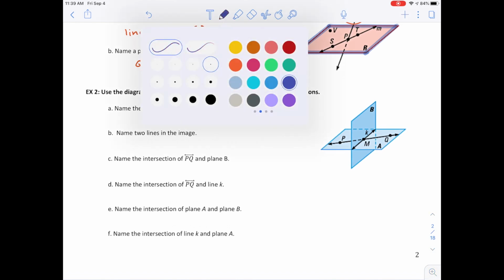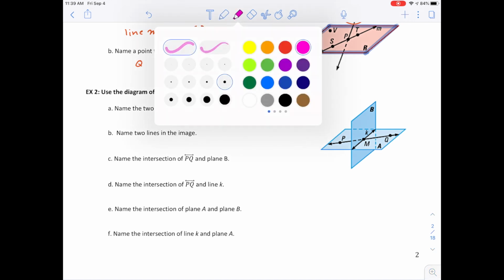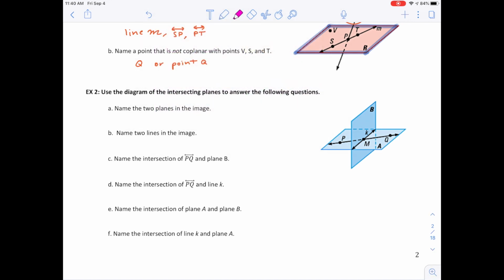Okay, now we're going to have a slightly more complicated diagram. So this is a diagram on the right. Use the diagram of the intersecting planes to answer the following questions. And again, I think the best way to explain this is just with some strategic highlighting. So name 2 planes in the image.